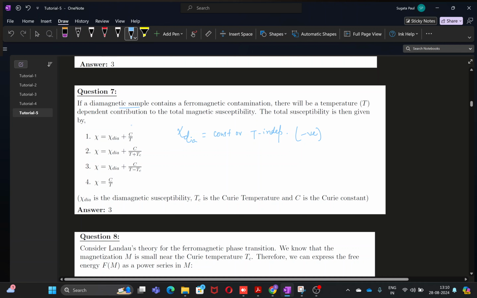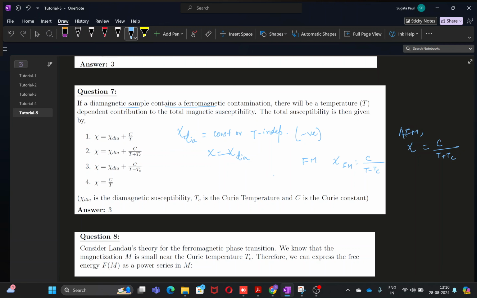So if it was a pure diamagnetic sample, then chi will be simply chi dia, which has no dependence on T. But because this sample contains some ferromagnetic contamination, and you know that for ferromagnetic samples the chi goes like C by T minus Tc, where C is a Curie constant, Tc is a transition temperature or Curie temperature. And similarly for AFM or antiferromagnetic systems, the chi goes like C by T plus Tc, where C is the Curie constant and Tc is the Curie temperature, which is negative in this case.